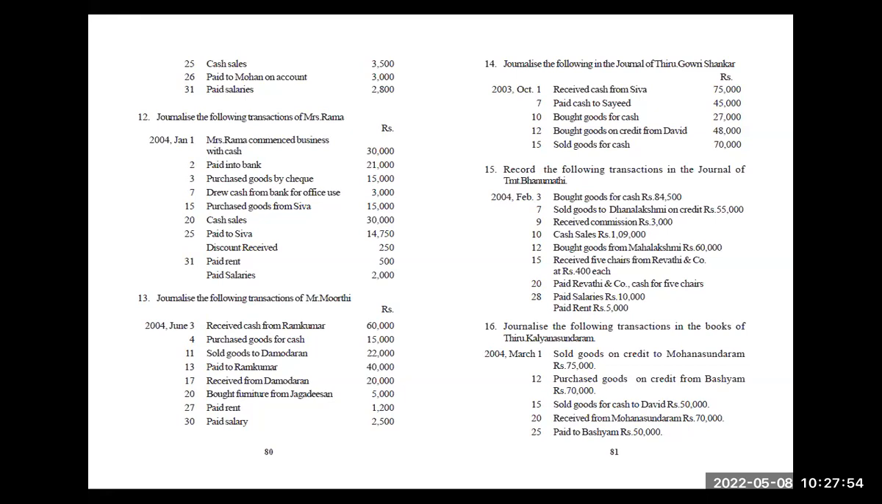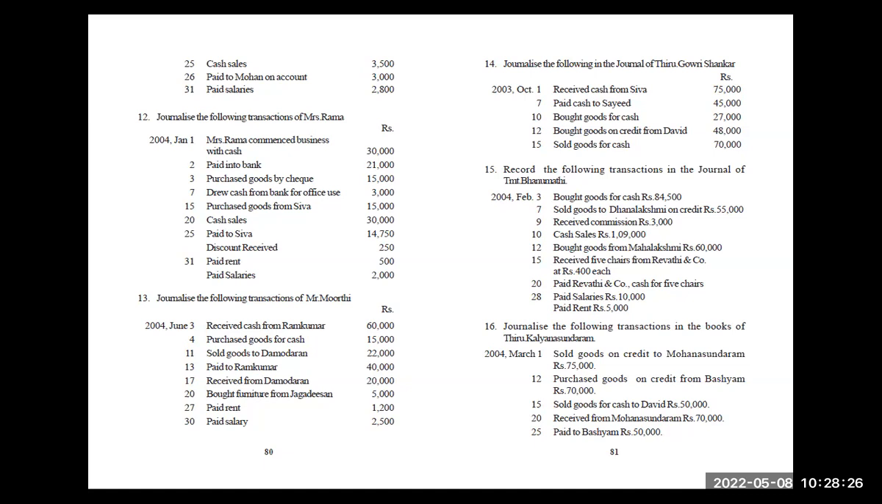Last one, paid to Bhashyam rupees 50,000. Cash account debited to Bhashyam. Why, sir? Cash is to be debited only when you are receiving. Are you receiving anything here? No. Bhashyam account debited to cash account, 50,000 rupees. Please understand, when you receive cash, you have to debit. When you pay cash, you have to credit.